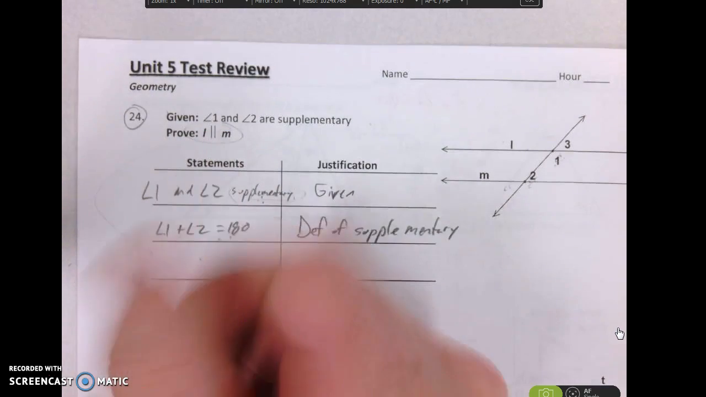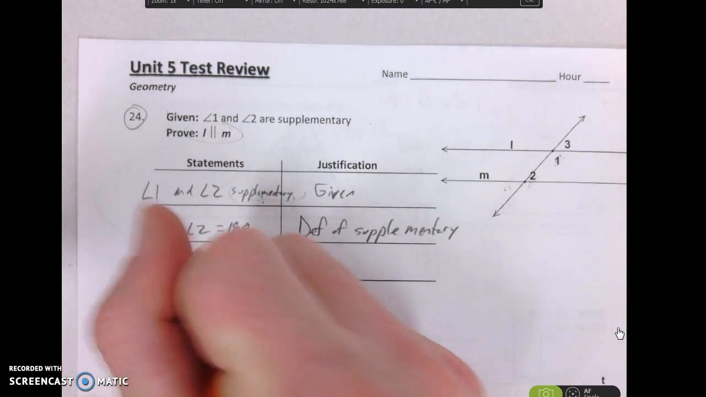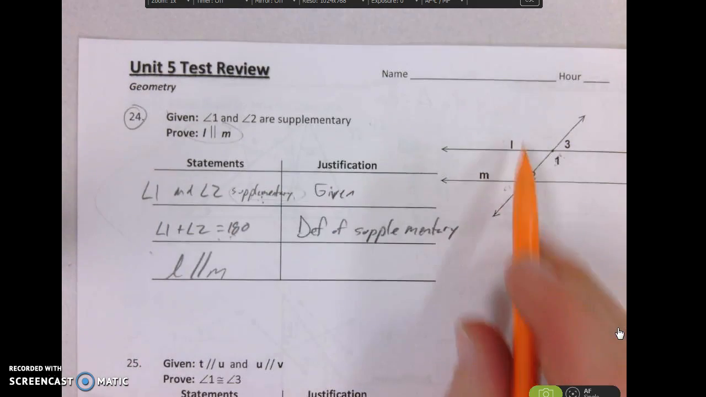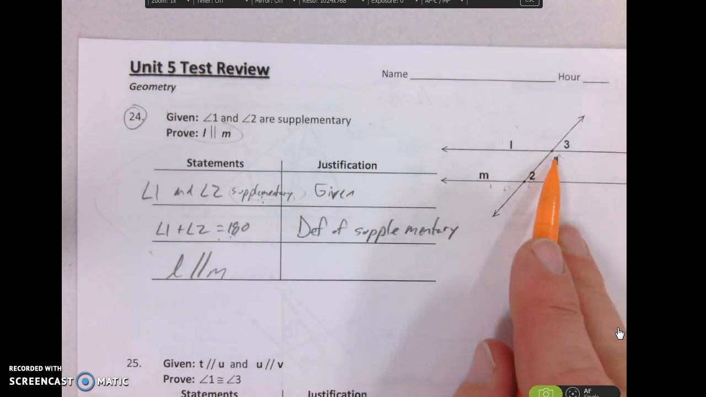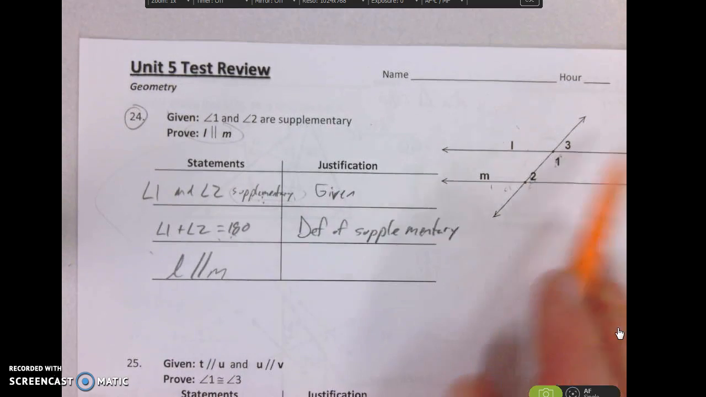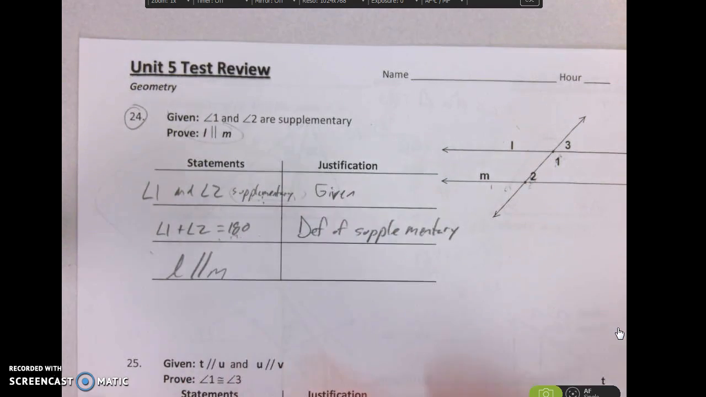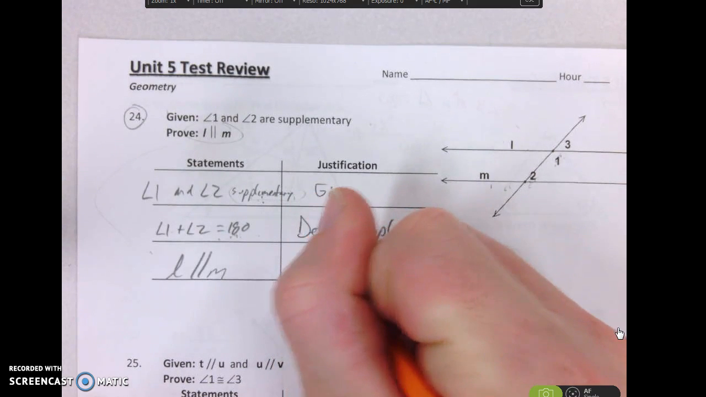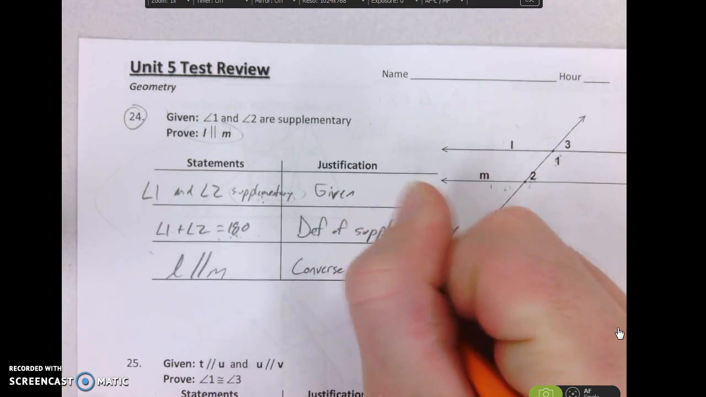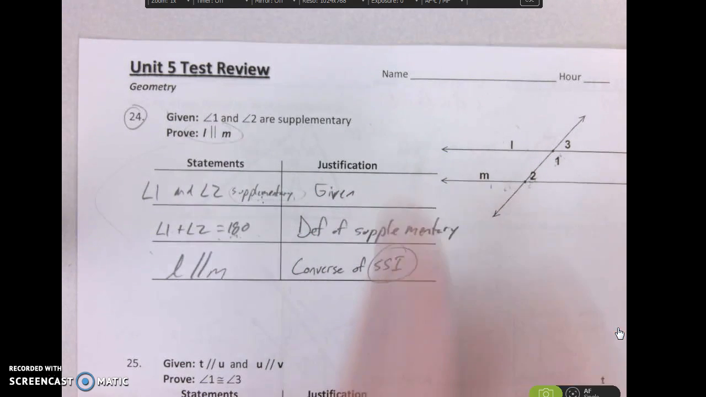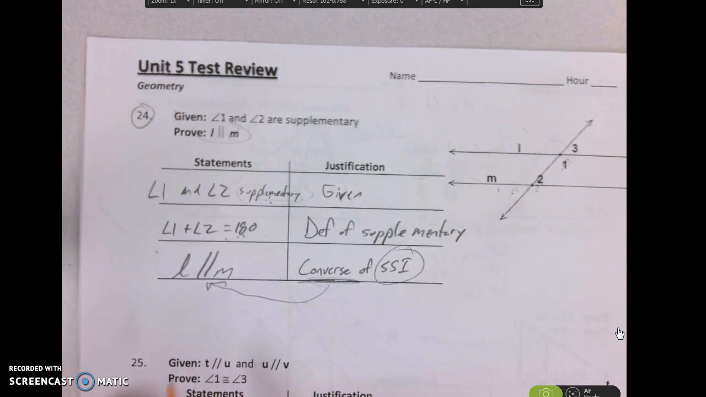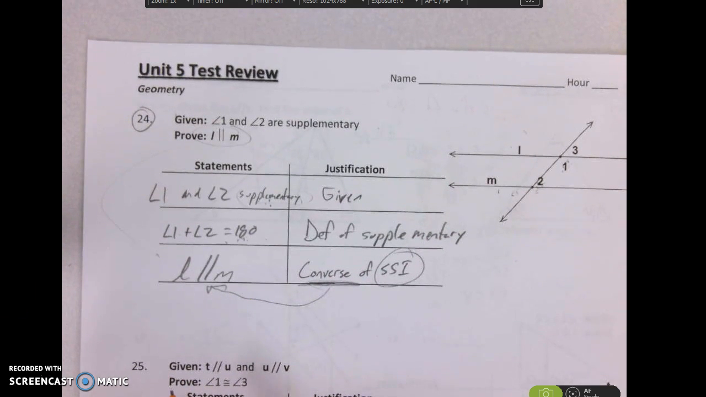So I'm going to write line L is parallel to line M. And the way I know that is because same side interior are supposed to add up to 180, and they do add up to 180. So I'm going to say converse of SSI. Now, if you just say SSI, that's fine. The converse part you use when we have parallel lines.